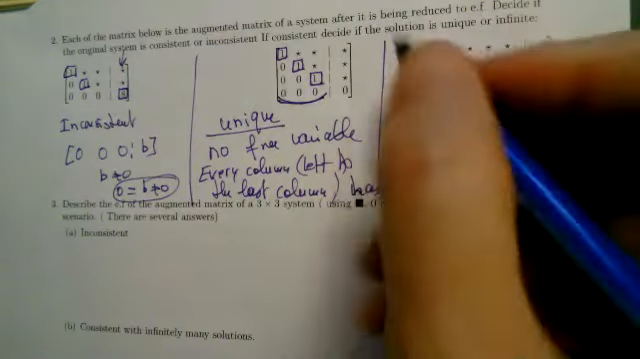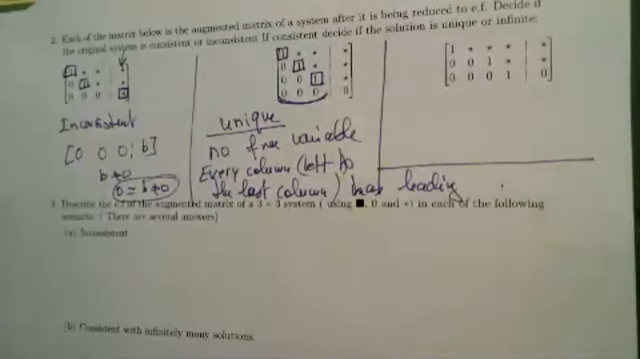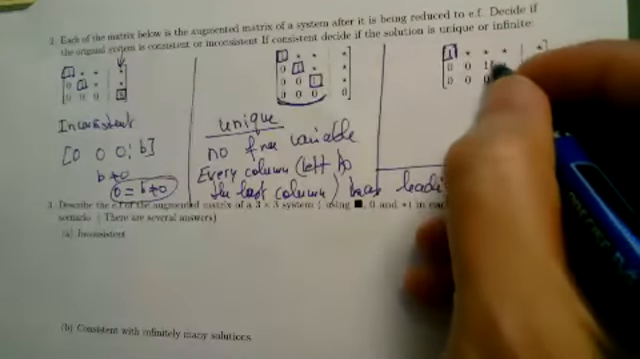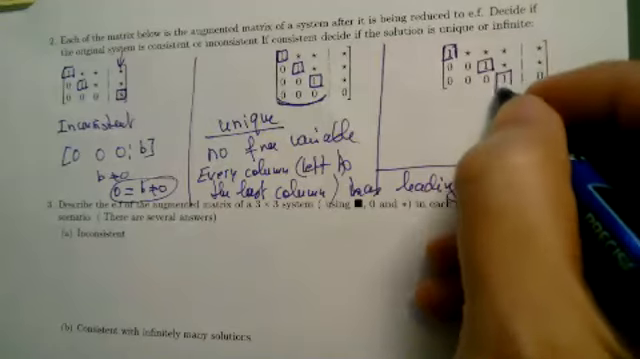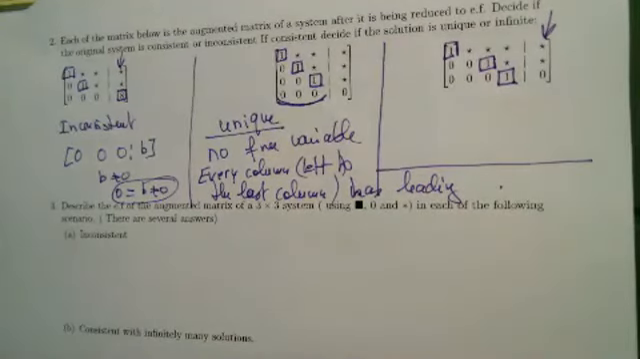Now, because we're almost done, what about the last one? Consistent or inconsistent? Quickly. Consistent. Consistent, because I go after the leading. There is no leading here. There is no 0, 0, 0, non-zero. Is it unique or infinite? Infinite. Why is it infinite? Very quickly.